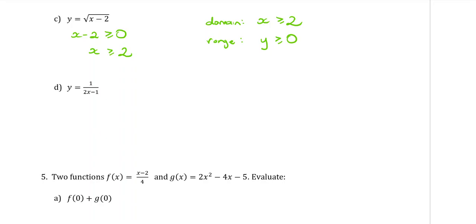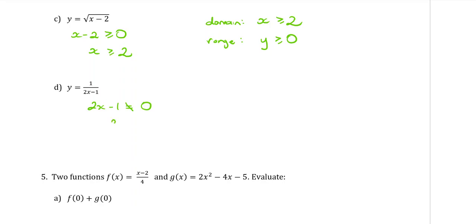Okay, part D, the fractions. When you have a fraction, you can never divide. Whatever's on the bottom of that fraction can never be equal to 0 because you can never divide by 0. So whatever is there, the 2x minus 1 for this question, cannot be, so it's the equal to with a line drawn through it because it cannot be equal to 0.